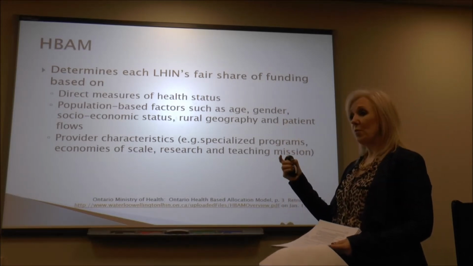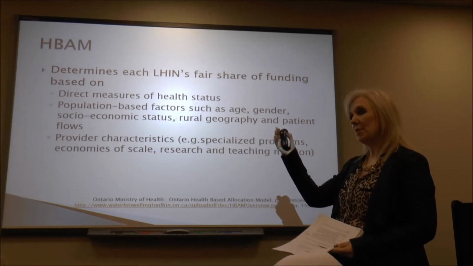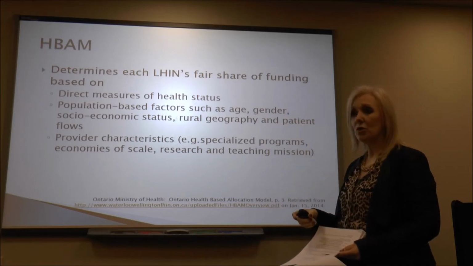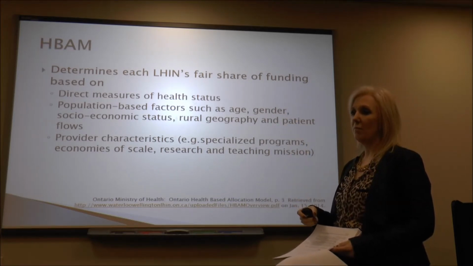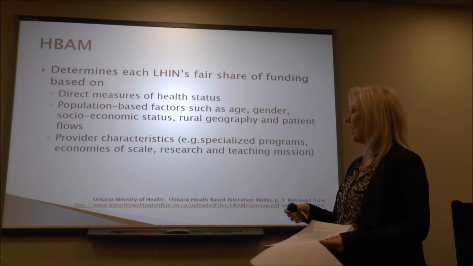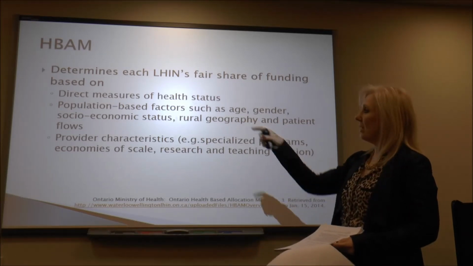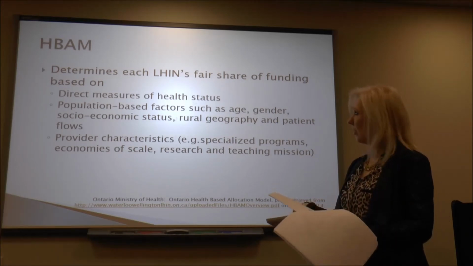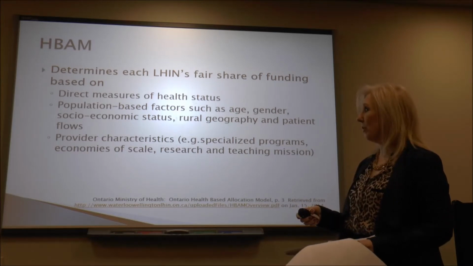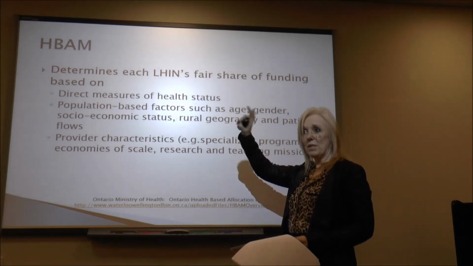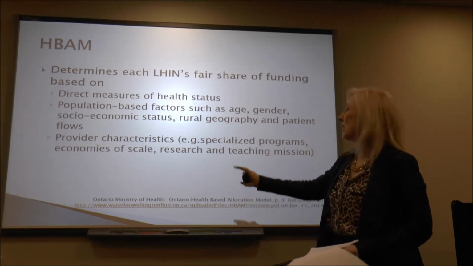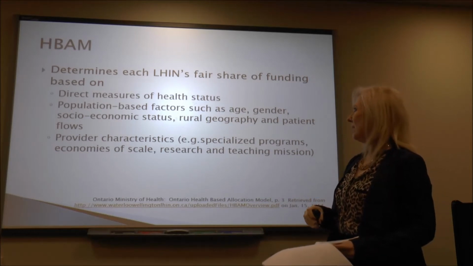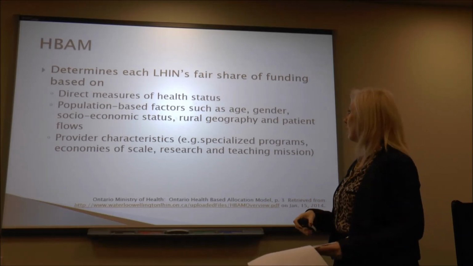In order for them to determine how much money came to each LHIN and the LHIN ultimately giving to the hospitals, they gathered direct measures of health status that included very basic measures: blood pressure, height, weight. They also considered population-based factors, as you can see here: age, gender, socioeconomic status, rural geography, and patient flows. This actually is a huge issue. When I was up in Thunder Bay talking to the leaders, this was something that came out loud and clear, that rurality had a huge impact on the costs and the impact on patients and their families.